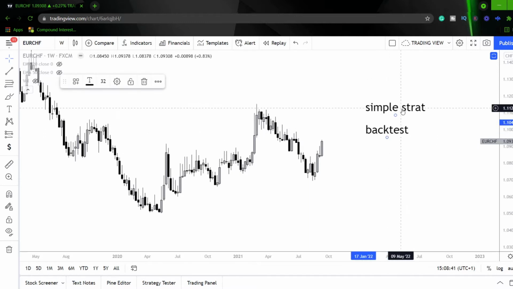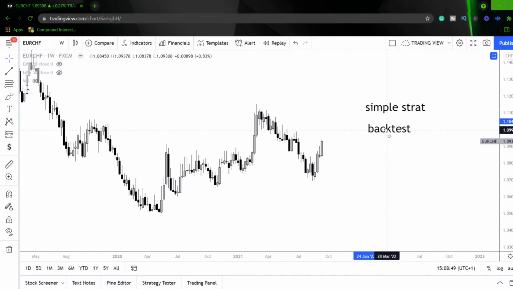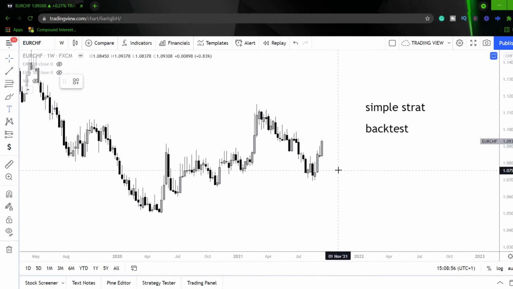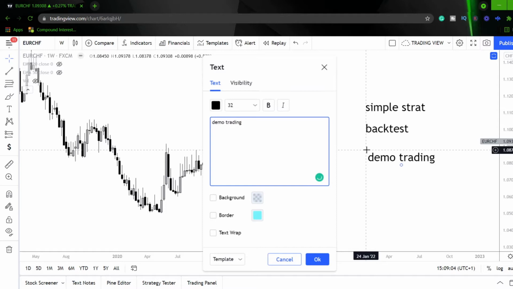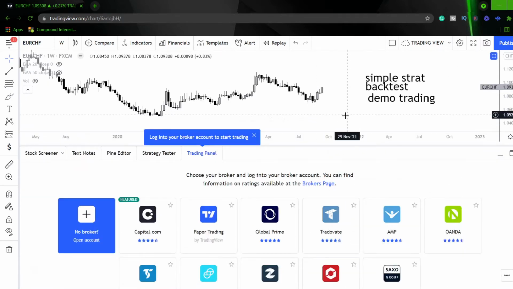So after we've backtested and we've got a simple strategy that we can execute well, you then need to make sure that it fits around your life, and make sure that you can actually execute this properly. So you want to go through a period of demo trading. And I know there's people that say, oh yeah, but demo trading isn't the same.